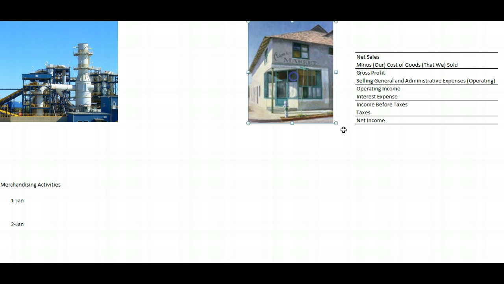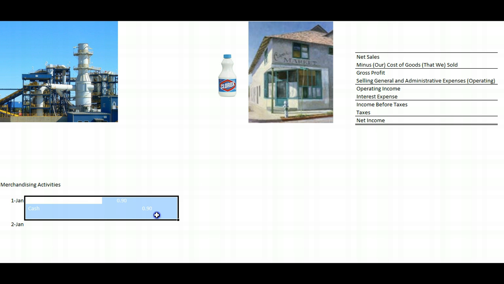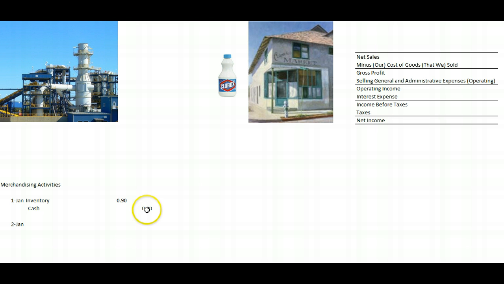So let's assume that we own this corner market and we want to sell a bottle of bleach. The first thing we have to do is we have to buy it. So we go to Clorox company and we buy a bottle of bleach. Let's say we buy it for 90 cents. In the language of debits and credits, what happened is our asset inventory increased by 90 cents and our asset cash, let's assume we pay cash, decreased by 90 cents. So we debit inventory for 90 cents and we credit cash for 90 cents.